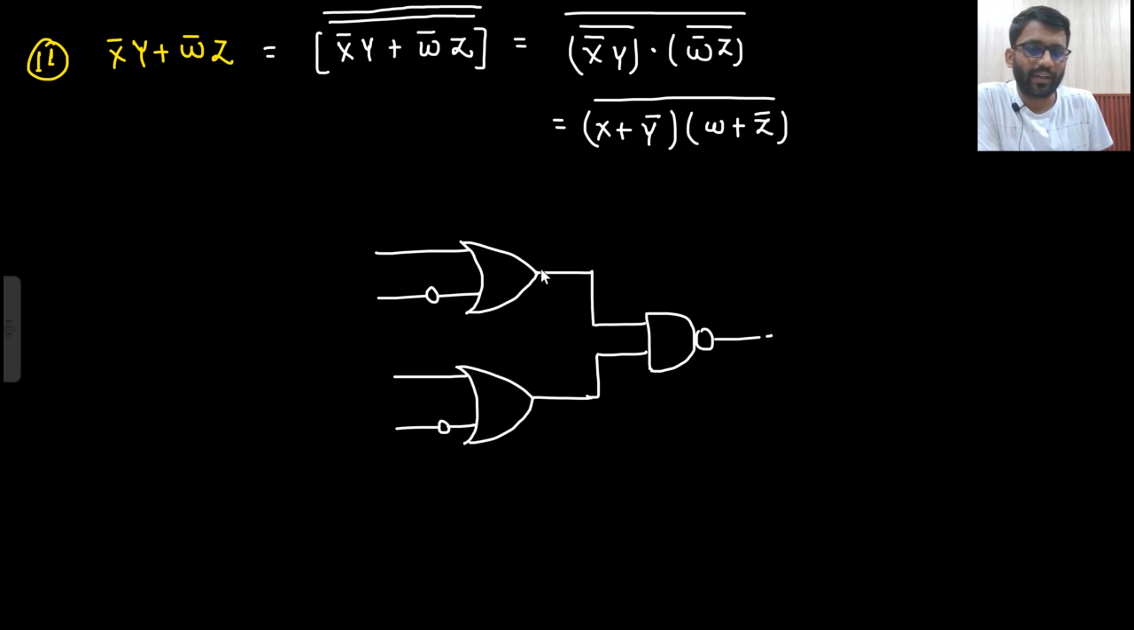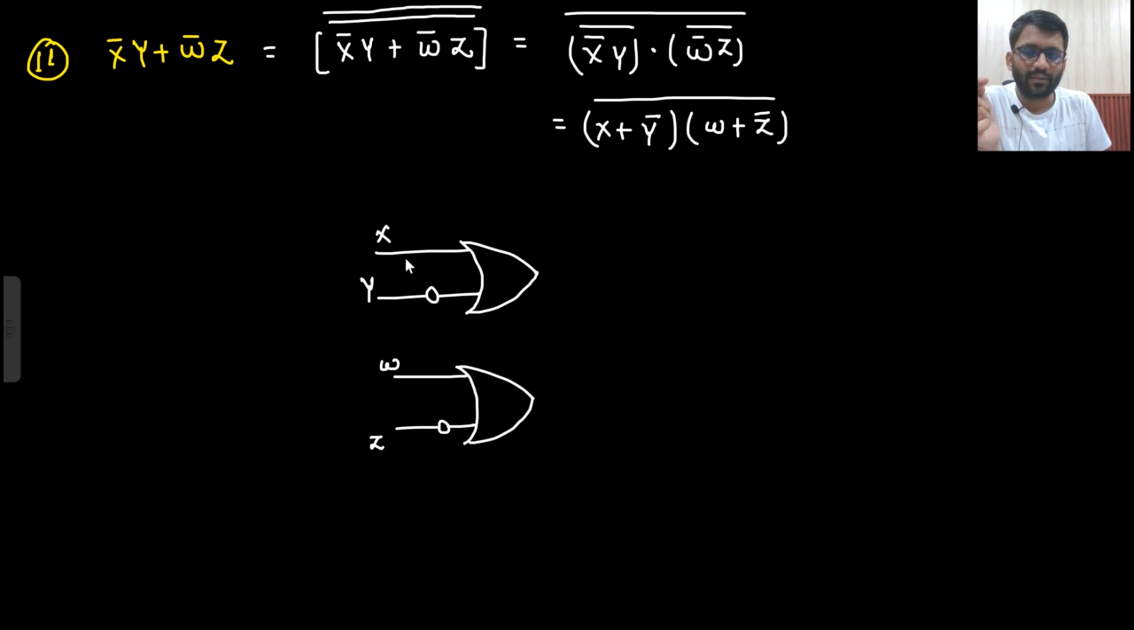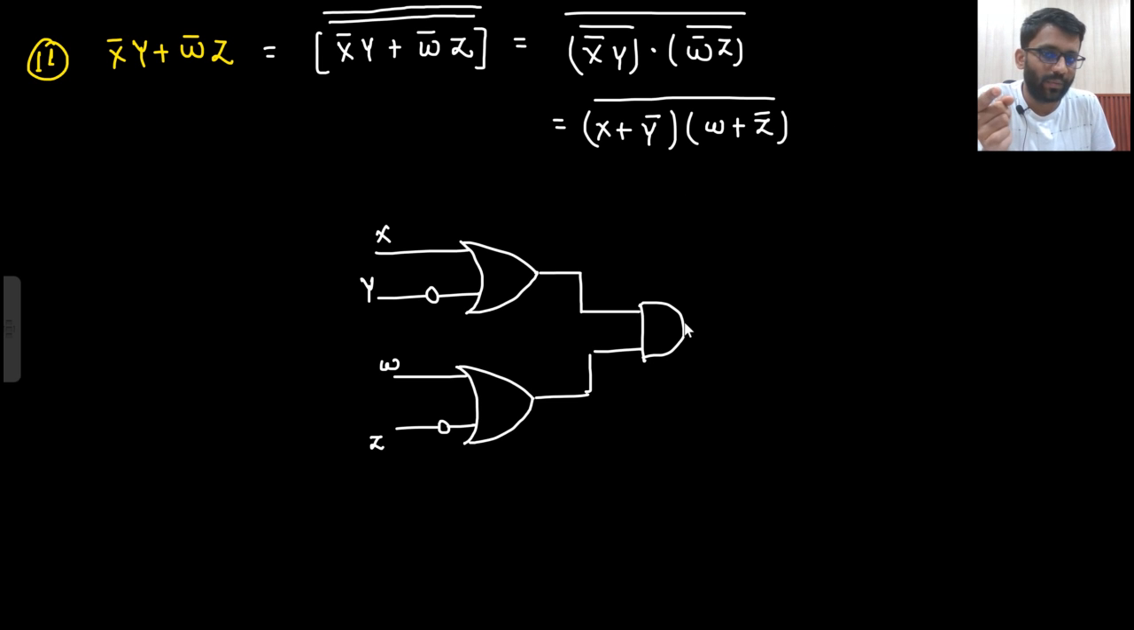Okay, so how can I replace this? If I make this bubble, I will have to make another bubble. This I implemented using standard gates: X, Y bar, X, Y, then Y bar will come; W here, then Z bar will come. And then the addition of all these; let's forget these bubbles. So X plus Y bar into W plus Z bar, and then the whole bubble is also there.